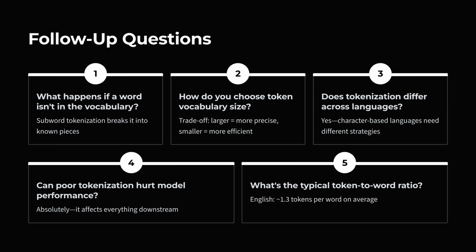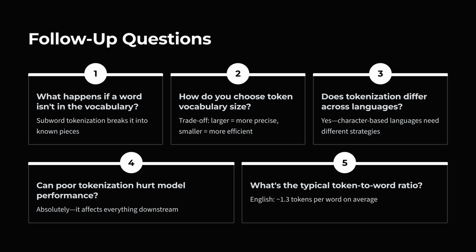Interviewers love probing deeper here, so let's prepare for common follow-ups. If a word isn't in the vocabulary, subword tokenization breaks it into familiar pieces, so the model still understands it. When they ask how vocabulary size is chosen, explain the trade-off. A larger vocab gives more precise tokens, while a smaller one improves efficiency.